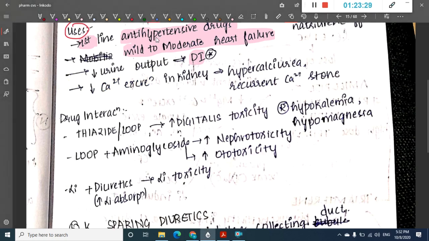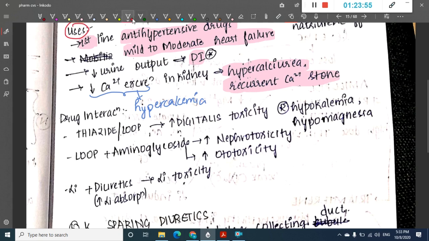See, thiazide diuretics will decrease the calcium excretion in the kidney. Because they decrease the calcium excretion in the kidney, they can cause hypercalcemia as a side effect. And this property of decreasing calcium excretion in the kidney is used in hypercalciuria and recurrent stone formation.